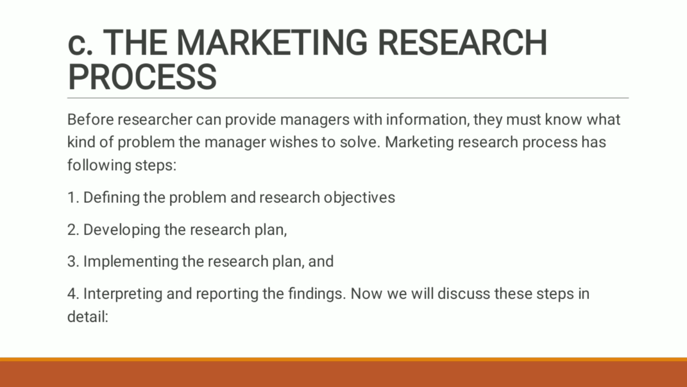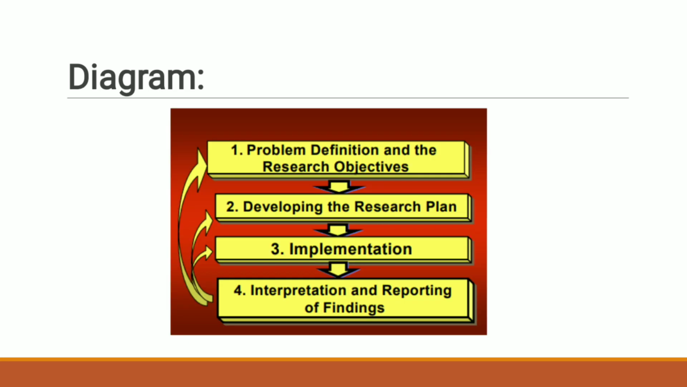The marketing research process. Before researchers can provide managers with information, they must know what kinds of problems the manager wishes to solve. The marketing research process has the following steps: define the problem and the research objective, develop the research plan, implement the research plan, and interpret and report the findings. Now we will discuss these steps in detail.